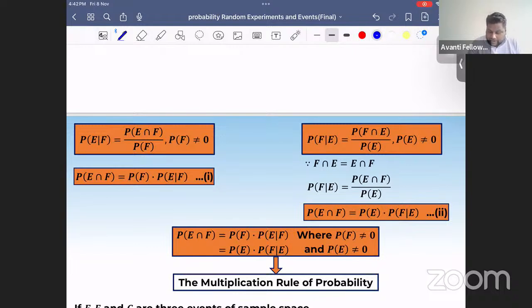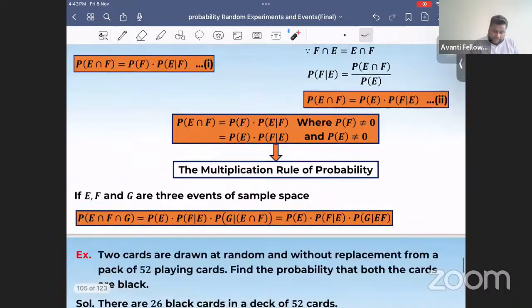So P(F|E) is what? P(E∩F) upon P(E). So P(E∩F) is what? P(E) into P(F|E). Got it? So this is what we call the multiplication theorem of probability or multiplication rule of probability. So P(E∩F) is P(F) into P(E|F), or P(E) into P(F|E).